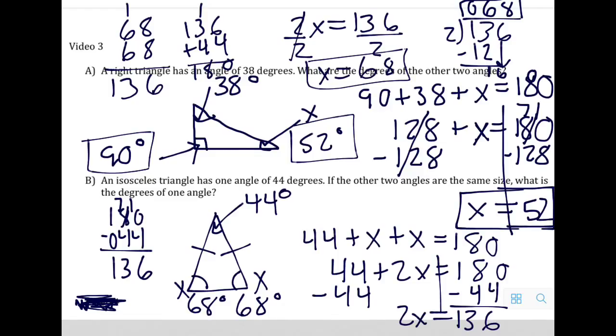If you struggled with setting up the equation like I did, you could basically take the steps that I took. I just took 44 degrees away from 180, and then whatever my answer was to that, I divided by 2 to find one missing angle. So those are the steps that you take to find one missing angle in an isosceles triangle.